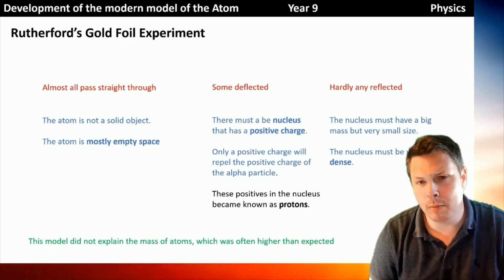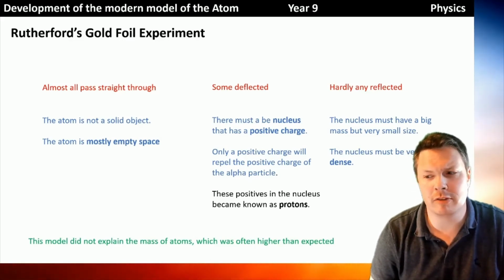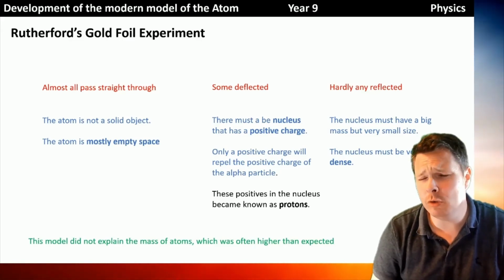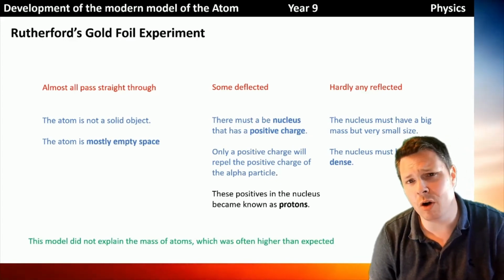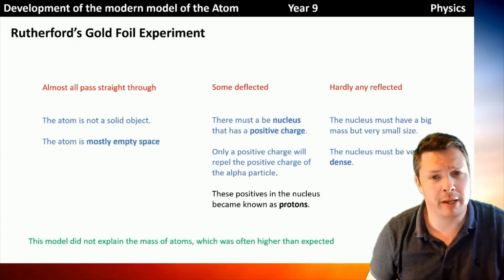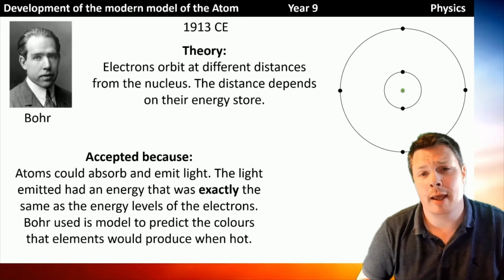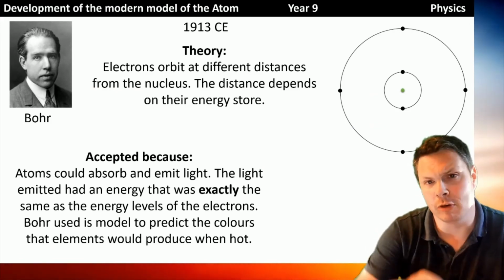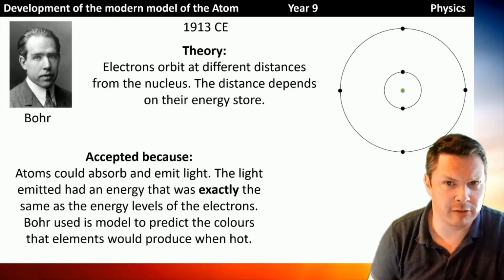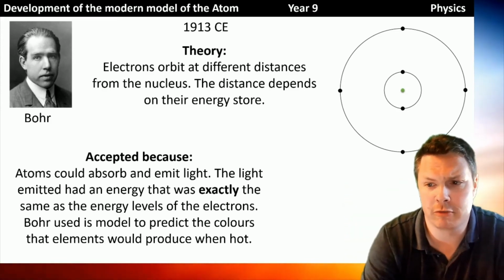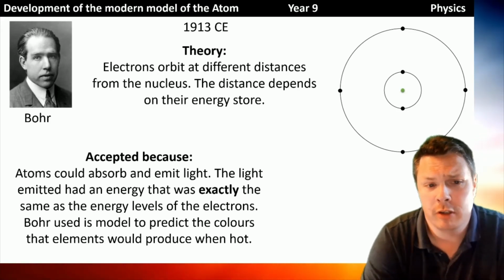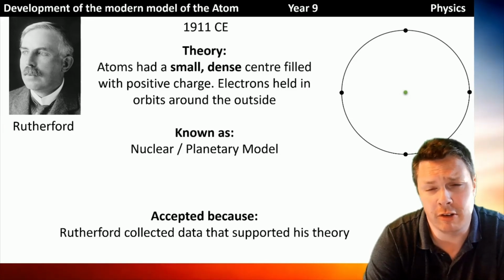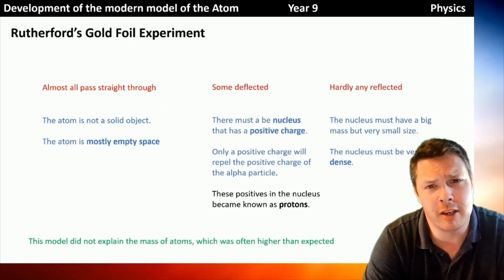Now, the problem with this is it didn't explain why some atoms were heavier than they were predicted to be. It also didn't explain why some atoms glow when they're hot. Those next 2 explanations came from Bohr and another scientist known by the name of Chadwick. Bohr's theory was that electrons orbit at different distances from the nucleus. If you compare the diagram on the screen now with 2 energy shells to the diagram on the screen from earlier with just 1 energy shell, then we see there is a difference in our theories.